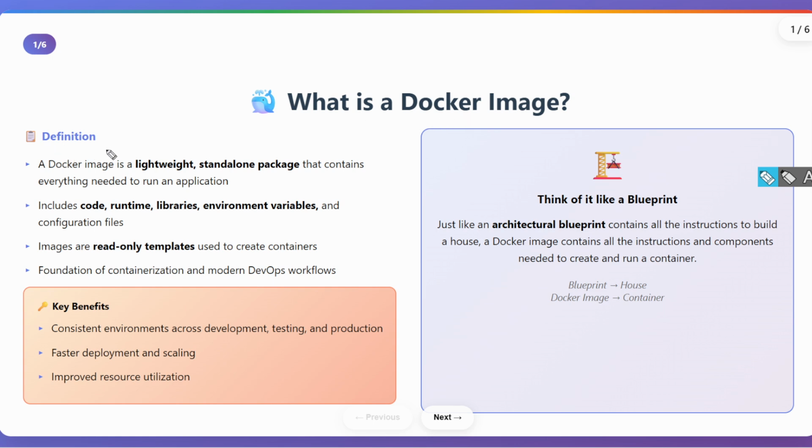First of all, the Docker image. If you see the official definition, a Docker image is a lightweight standalone package that contains everything needed to run an application. Okay, remember, lightweight and standalone package. Lightweight means it has a small size, and standalone means it maintains some isolation. Basically it includes code, runtime, libraries, environment variables, configuration files and dependencies. Whatever the application requires to run properly, only those things are available in this particular package.